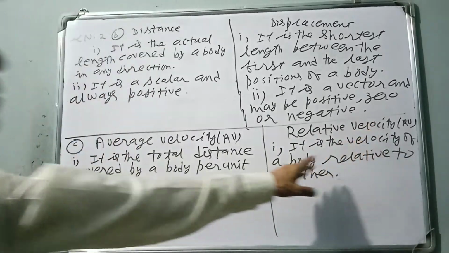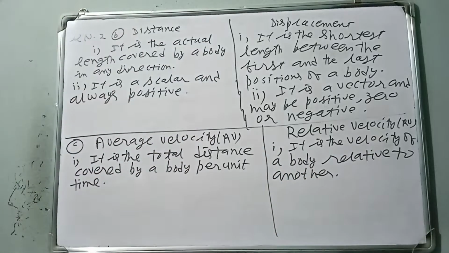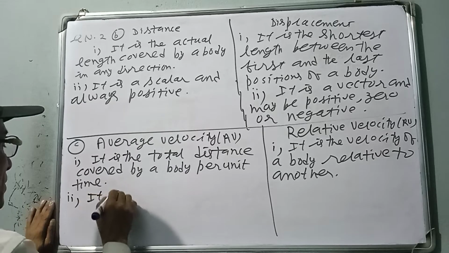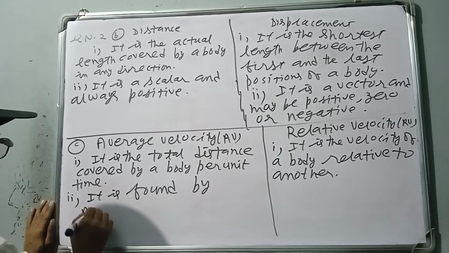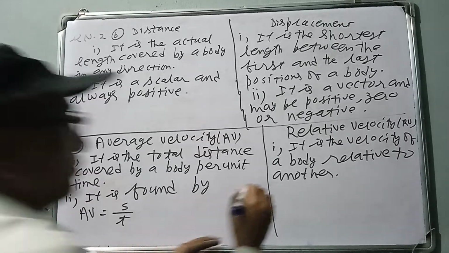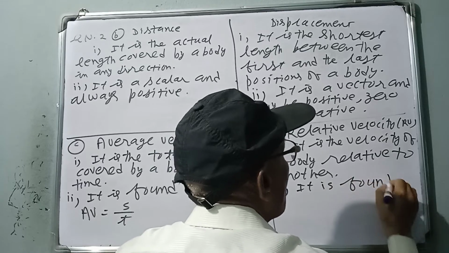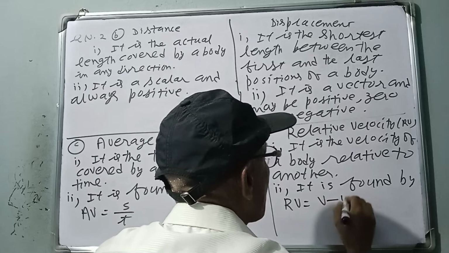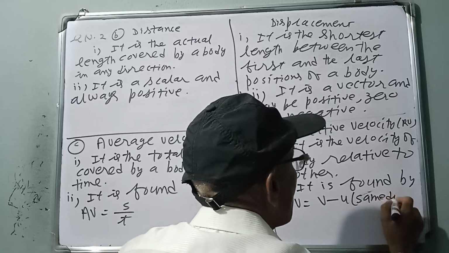Relative velocity is the velocity of a body with respect to another object. And what is the formula? Average velocity is found by AV equal S upon T, total distance by total time. Relative velocity is found by the formula V minus U in the same direction.